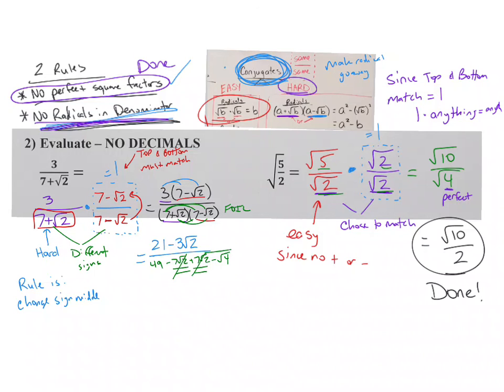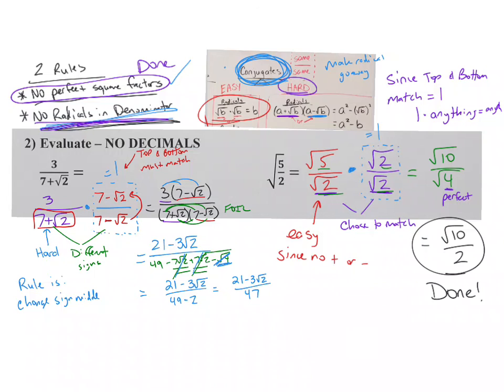So if that doesn't happen, we made a mistake somewhere. So look, those ones canceled. Look, this actually is 2. So this becomes, the top is still that, but the bottom becomes 49, and this guy right here becomes minus 2. So we end up with 21 minus 3 radical 2 all over 47.